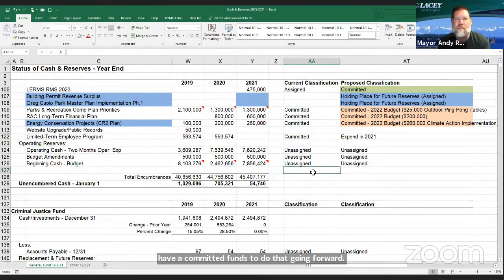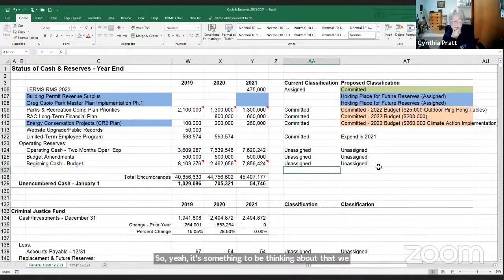I'm not sure what that number should be. That might even be a little on the low side, but I do think this is going to be ongoing projects that we're going to be doing in our community for quite some time. So it's something to be thinking about, that we need an ongoing committed reserve for that. Also, I have a couple other questions.